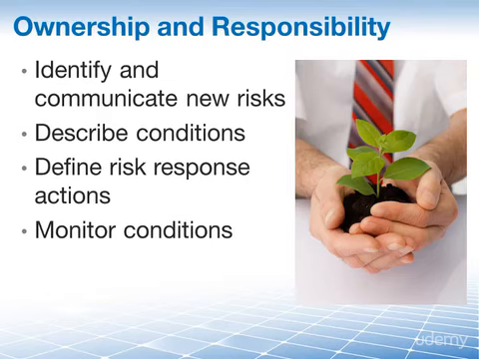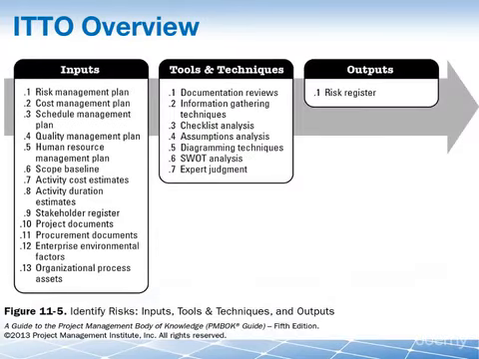Let's review our ITTOs, our inputs, tools and techniques, and outputs for the Identify Risks process with our usual overview here with the figure from the PMBOK Guide. One thing that's immediately obvious is the sheer number of inputs and tools and techniques used in this process. And then we only have one single output, the risk register. Given the number of inputs and what we do with this information, the risk register must be a very important document indeed. The failure of many projects can be traced back to a poorly created, maintained or executed risk register.